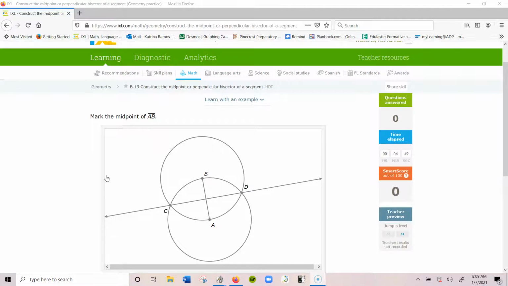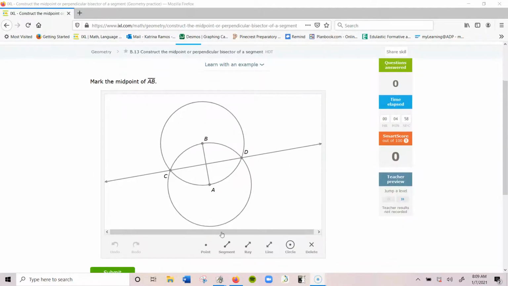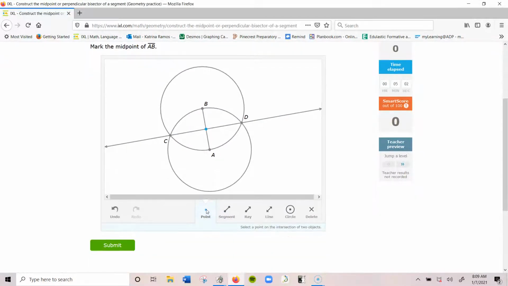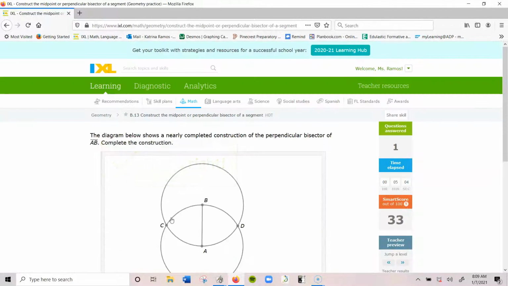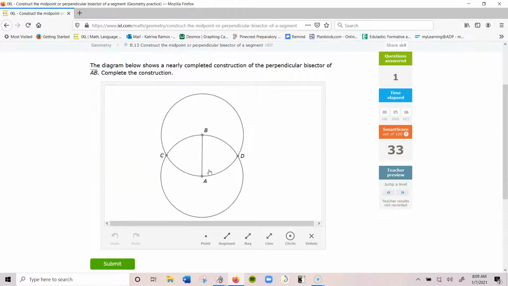Now, I just logged into B13 and the first part is to mark the midpoint of AB. So if you look at AB, we have that line that goes through it. So that line is the one that signifies that this is the midpoint. Over here, now we are trying to construct the midpoint for AB.